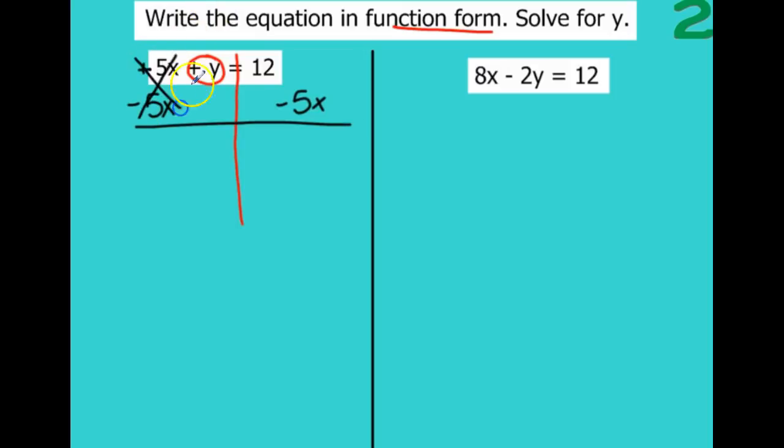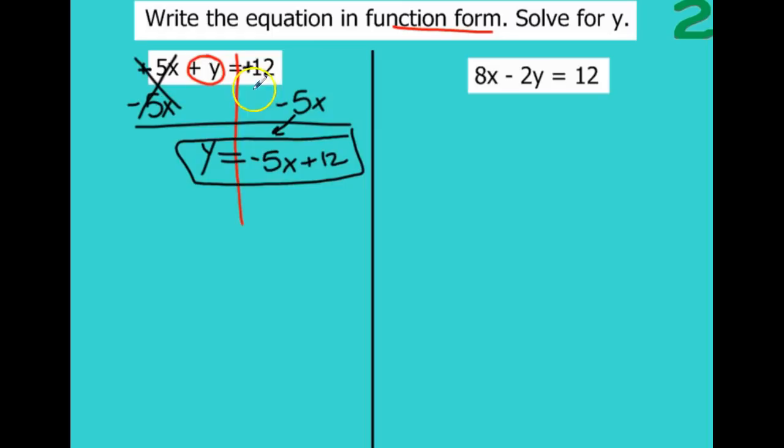Those eliminate. 5 minus 5 is 0. So we have y equals, and then you can't combine these together because one has an x and the other doesn't. But remember, we always put our x's first. -5x, and then that's a positive 12, so plus 12. And there's our answer. Let's do the same thing over here. We want to get y all by itself.